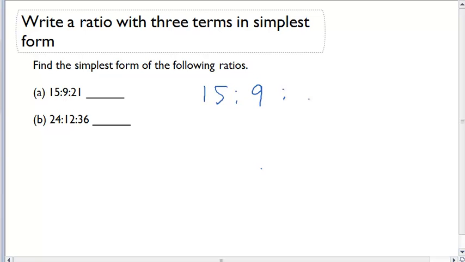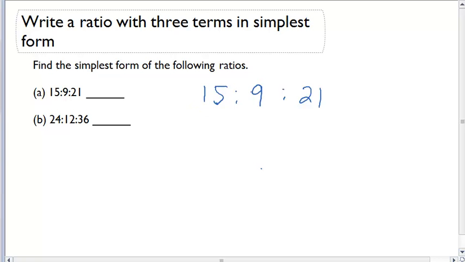So I've got this first ratio, 15 to 9 to 21. I need to look now at all 3 terms. Is there a number that I can divide evenly into all 3 of these terms? And if so, what is that number? And essentially, you really want the largest number. What's the largest number that divides into all 3 of these terms evenly?